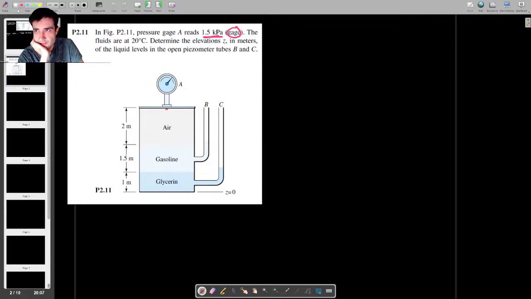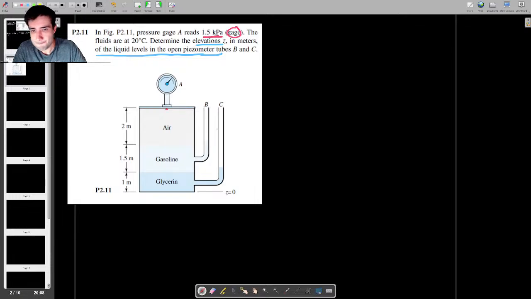So this is the thing that we need to know, right? The elevation of the liquid levels in the open tube. So we have two open tubes, tube B and C, because A is not open. A is closed and there's a pressure gauge which reads something.